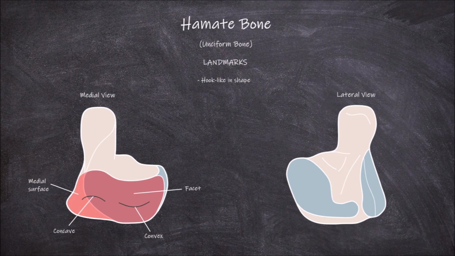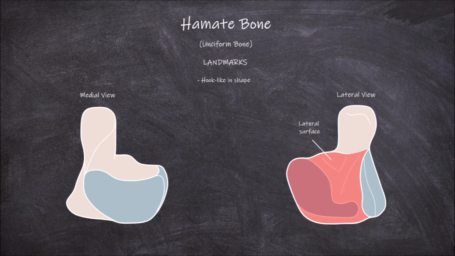The fourth surface is the lateral surface. This surface has a large facet on it for articulation with the capitate bone. The fifth surface is the proximal surface. This surface is only a thin region with a narrow facet on it for articulation with the lunate bone.